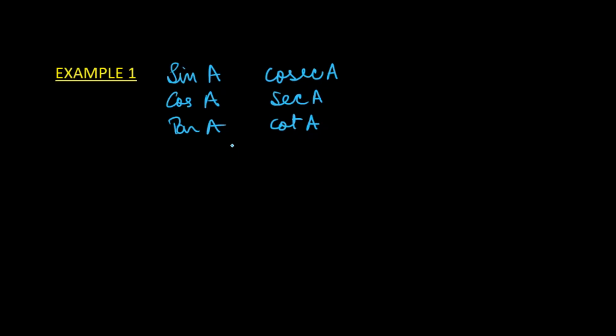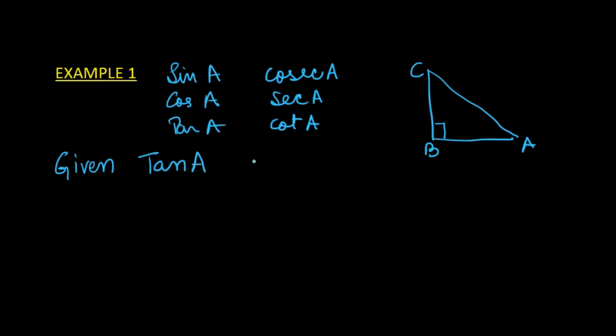We have also seen how to find these trigonometric ratios if a right angle triangle is given to us. So let us understand this using some examples. Let us see example 1. Suppose there is a triangle ABC which is right angled at B. It is given that tan of angle A is equal to 4/3.